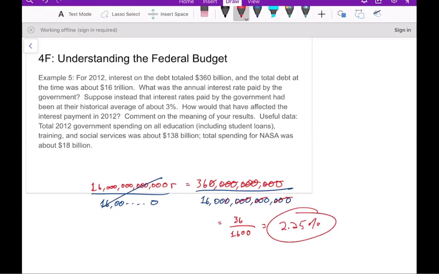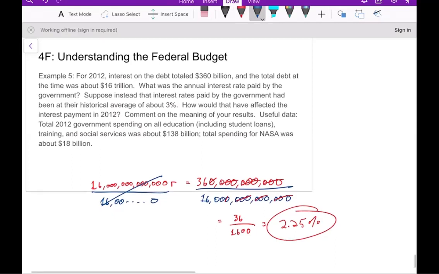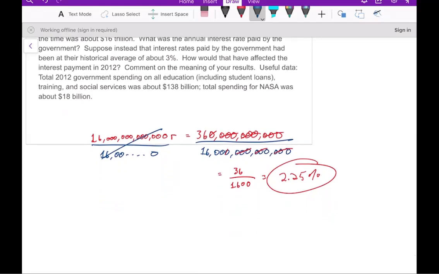All right, so now the next part of this is to suppose that the interest rates paid by the government had been at their historical average at about 3%. So how would that have affected the interest payment? Well, if we do 16 trillion times 2.25% or 0.0225, so let's calculate that. Times 0.0225, then that would give us 3.6 times 10 to the 11th, which would be 36, and then 10 zeros after it, right? So it's just going to round it for me.